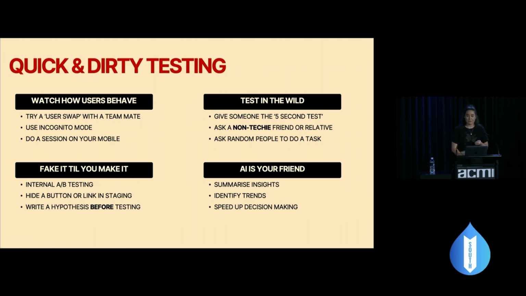And then give someone the 5-second test. So can they understand the page or feature in 5 seconds of showing them? Does your product speak for itself? Some low-tech usability testing. You can do some A/B testing, as I mentioned, or maybe you could hide a button or a link in staging and see if anyone notices that it was missing. And if not, maybe it wasn't needed after all.